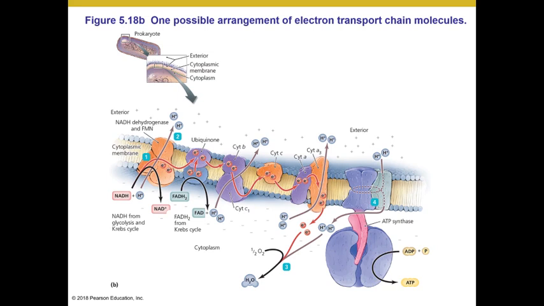Here's another possible ETC layout. Microbes can have different chain components depending on their environment. This flexibility makes some pathogens harder to kill because they can switch energy strategies.